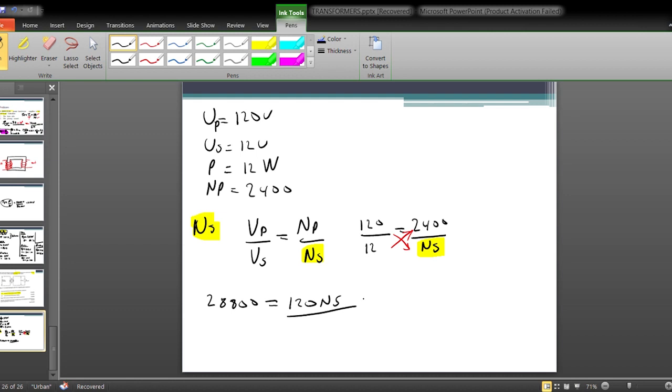The rules of mathematics still stand, where it says if you want to remove the 120, you will divide by 120 and do the same thing to the other side. So that cancels that, leaving NS. 120 into 120 one time, that into 28,800 is 240. So NS equals 240 turns.